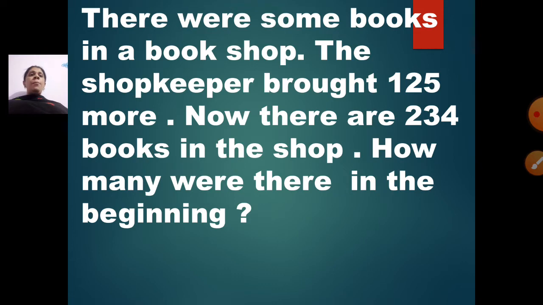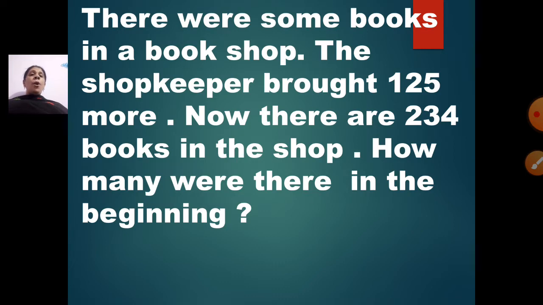There were some books in a bookshop. The shopkeeper brought 125 more. Now there are 234 books in the shop. How many were there in the beginning? Now there were some books in a bookshop, and the shopkeeper brought 125 more books. So now there were 234 books. It became 234 books in the shop. You have to find out how many were there in the beginning.